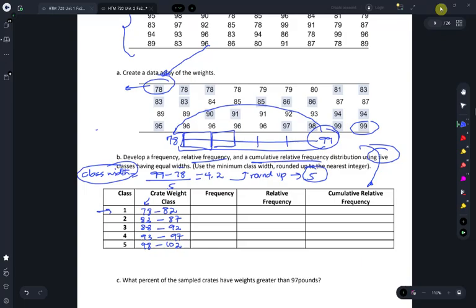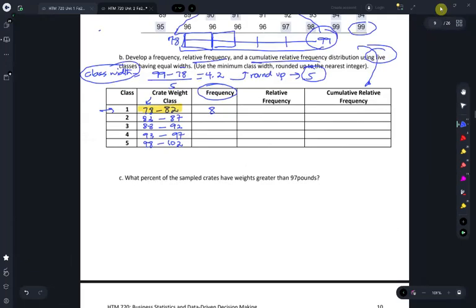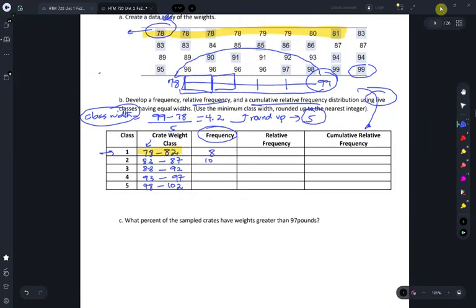So then next I'm going to count the frequency. How many numbers in this data set are in this group, 78 to 82? That would be all of what I am highlighting here, in which case you will count that to be 8. Then the next one is 10. The next one is 6, 9, and 3 for a total of 36 counts.